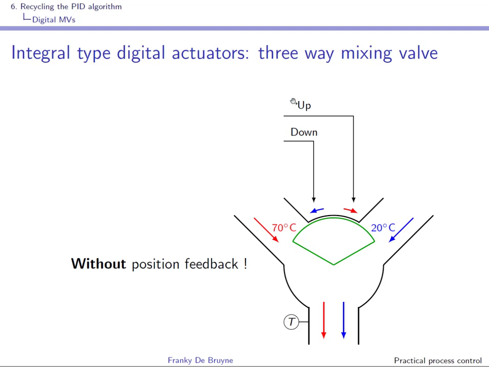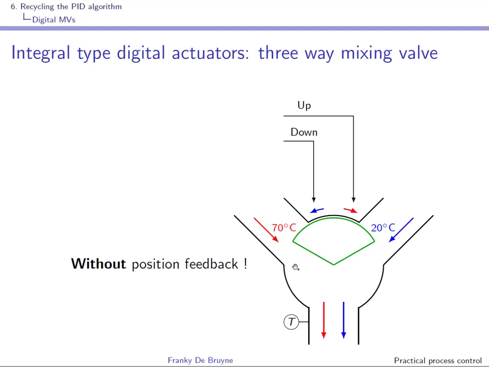We have two binary signals, up and down, and these can be used to mix warm water flows at different temperatures, here 20 degrees Celsius and 70 degrees Celsius. For instance, if up is set to 1, you can see that we'll increase the warm water flow, and this will affect the temperature at the exit of the mixing valve, and the temperature will increase. In this case, we work without position feedback.